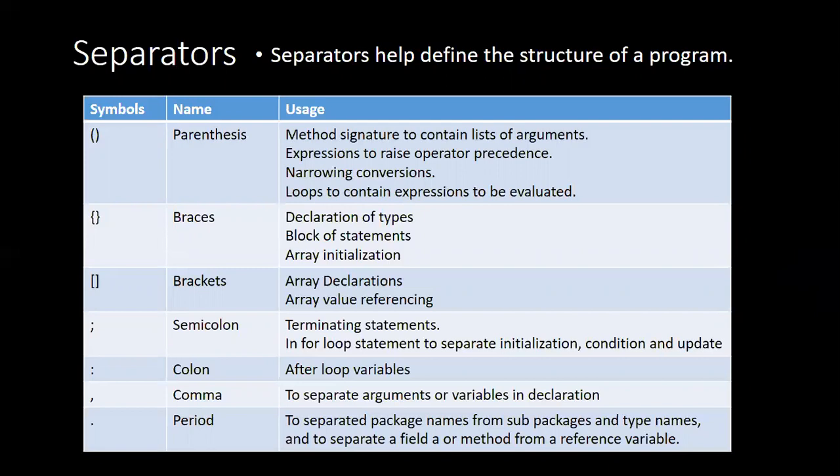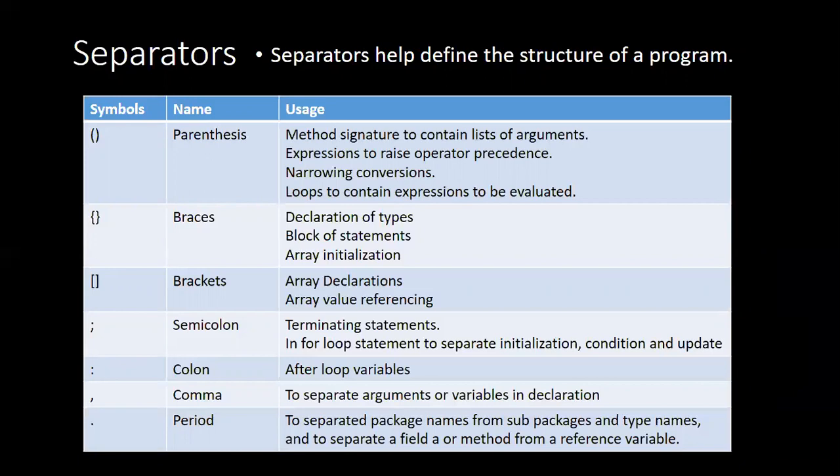First of all, the first brackets, which we commonly call parentheses, are used for method declaration, narrowing conversions, to evaluate loops, and to raise precedence. Suppose we have already done BODMAS. For computer science we deal with BEDMAS. For that kind of operations we use parentheses.